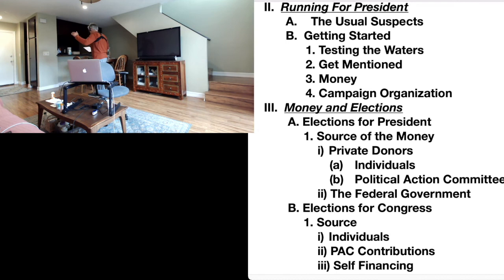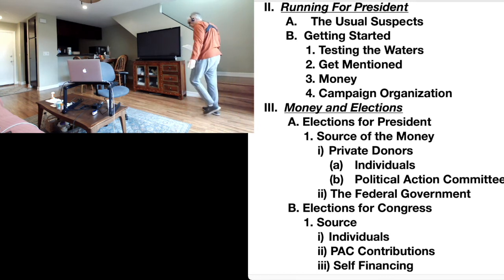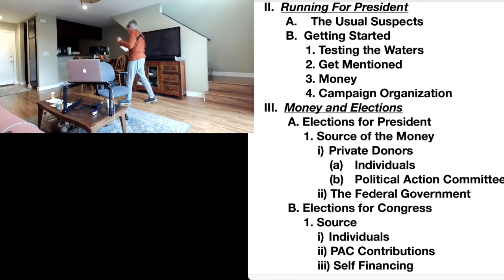So, corporate PACs, write it down. We're going to focus on corporate PACs and labor union PACs, right? Corporate PACs give 50% of their contributions to Republicans and 50% of their contributions to Democrats. So corporate PACs split it evenly.